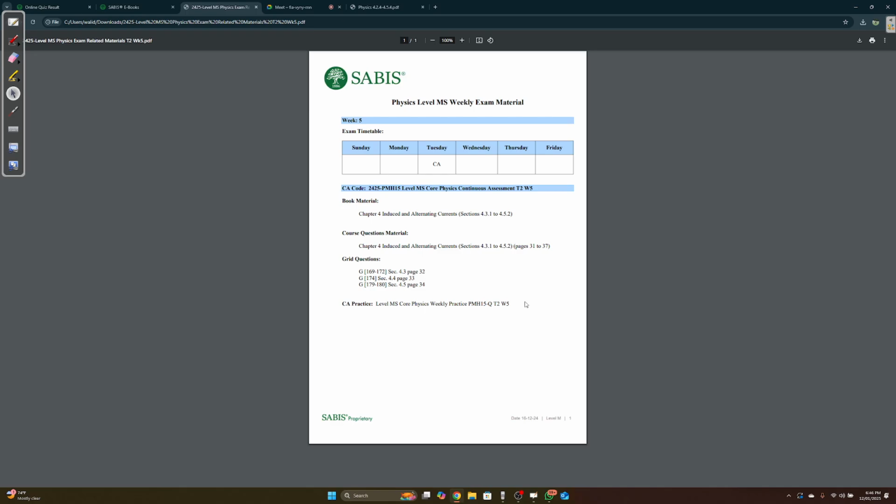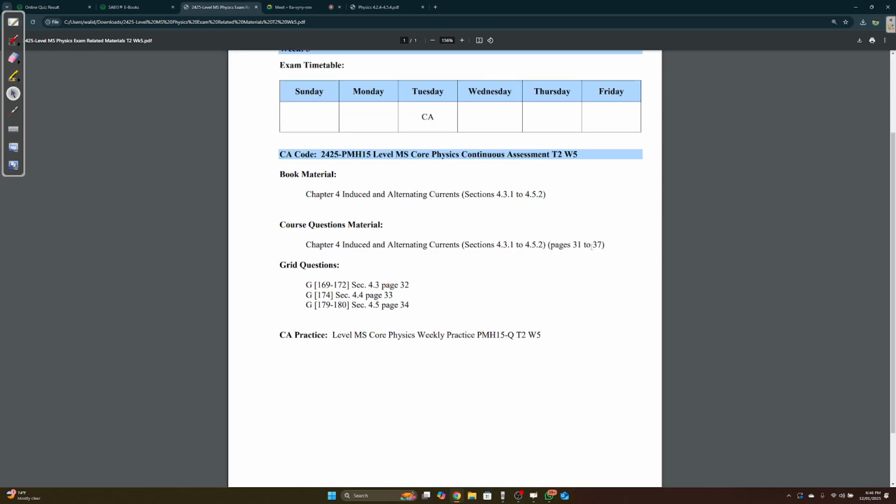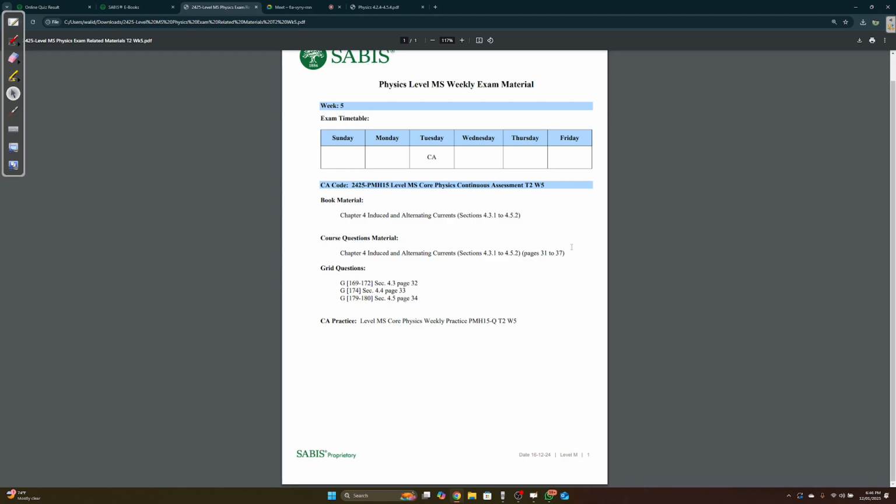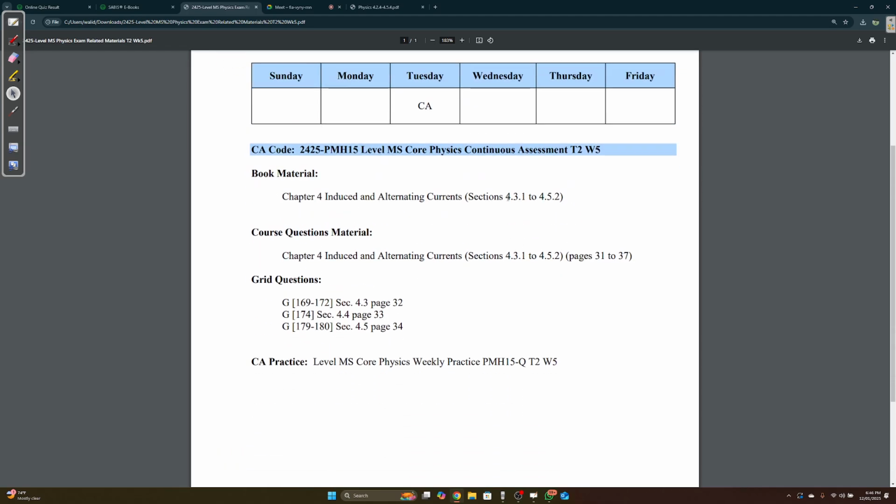Okay. This is physics, term 2, week 5. For CA, you have 4.3.1 to 4.5.2. Then you have these grids, which make sure you do them because they are definitely going to come in the exam. And obviously the course division. I'm going to do quiz and notes.